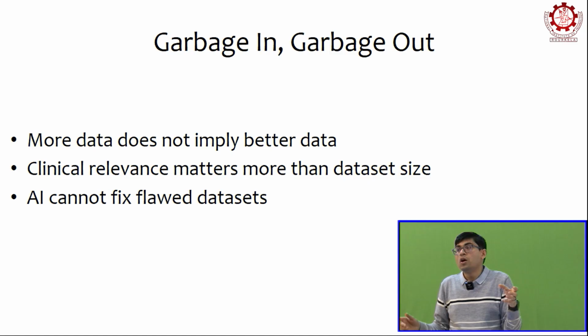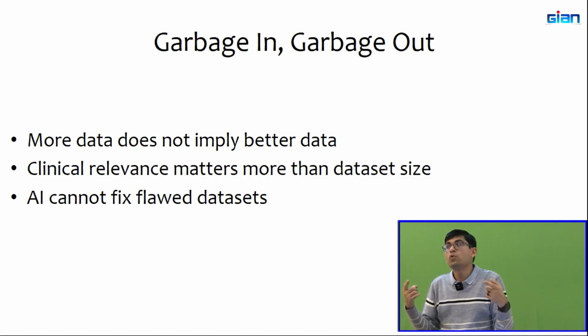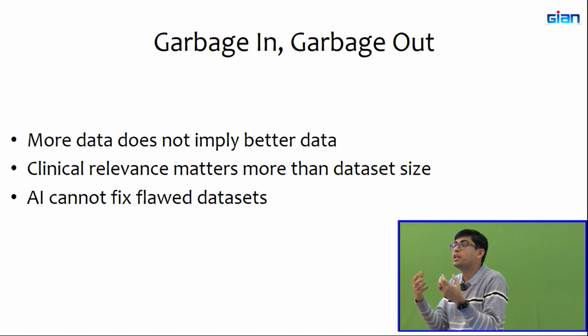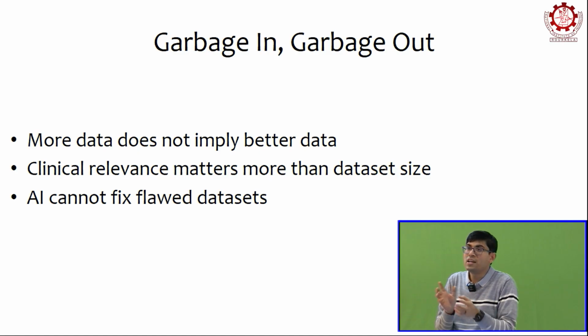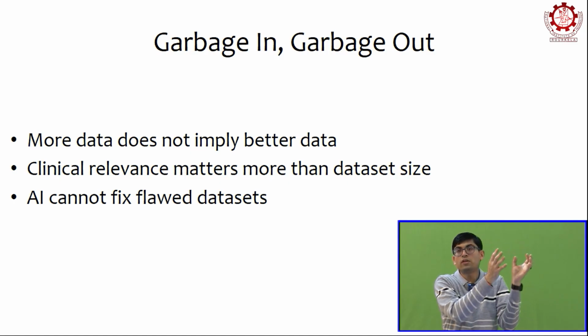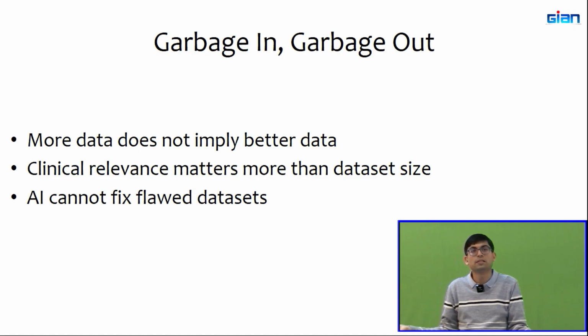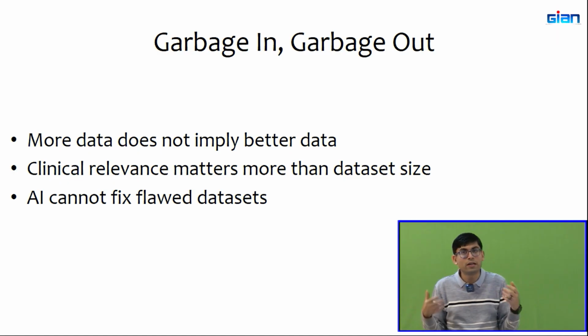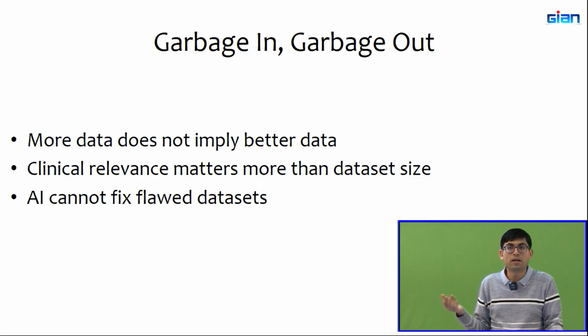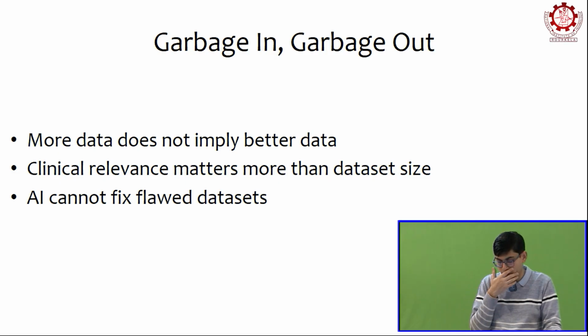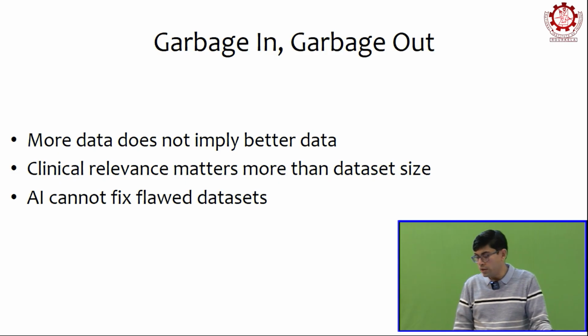That's because the reason why a model should get better with more data is that you're introducing more variability into your training. If you include more data, but the nature of the data, the information that is there in that data, is still the same as what was there in the previous data set, you are not introducing any variability into model training. So why will the model learn something else? It will still learn what it has learned. It might get a little better, but it won't get a lot better. AI cannot fix flawed data sets.